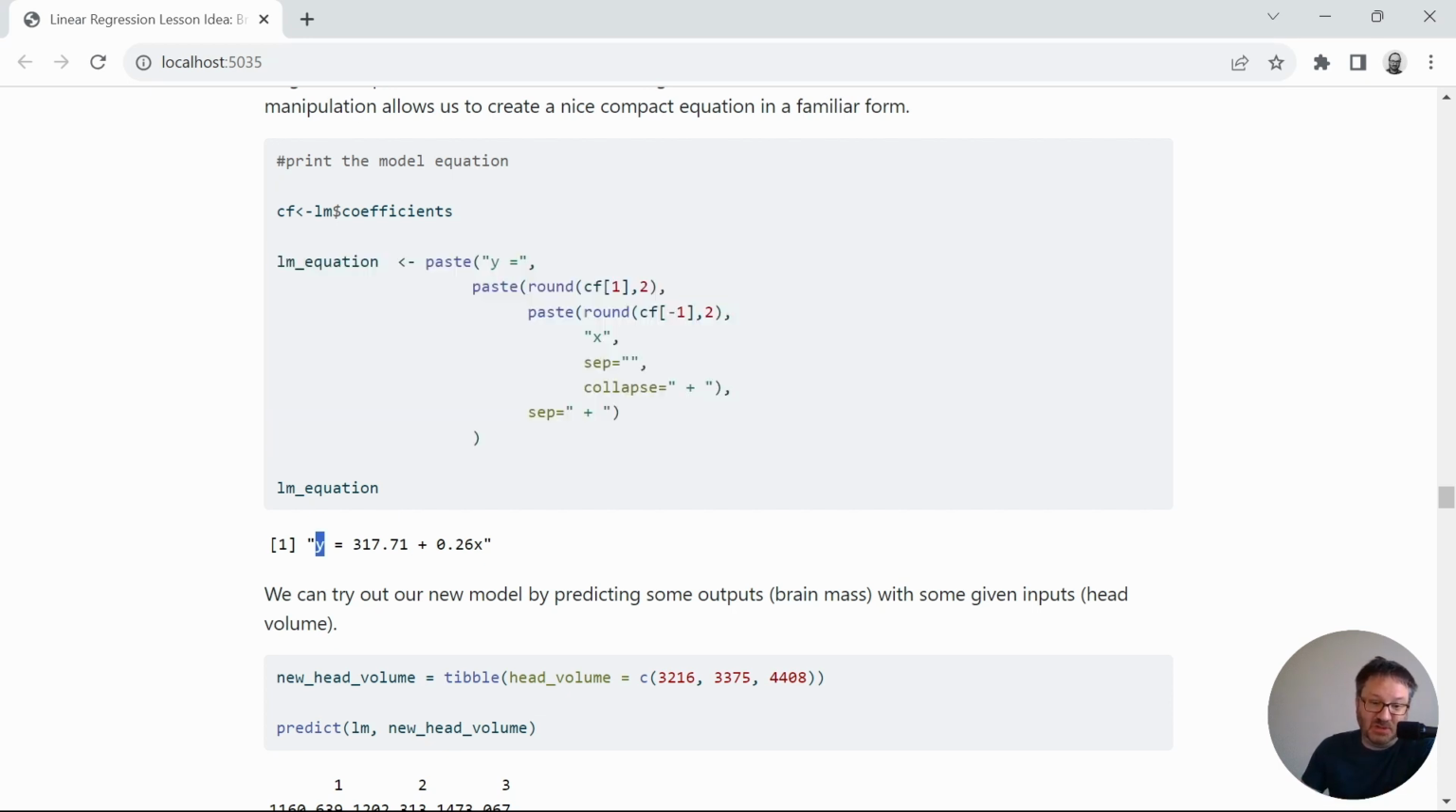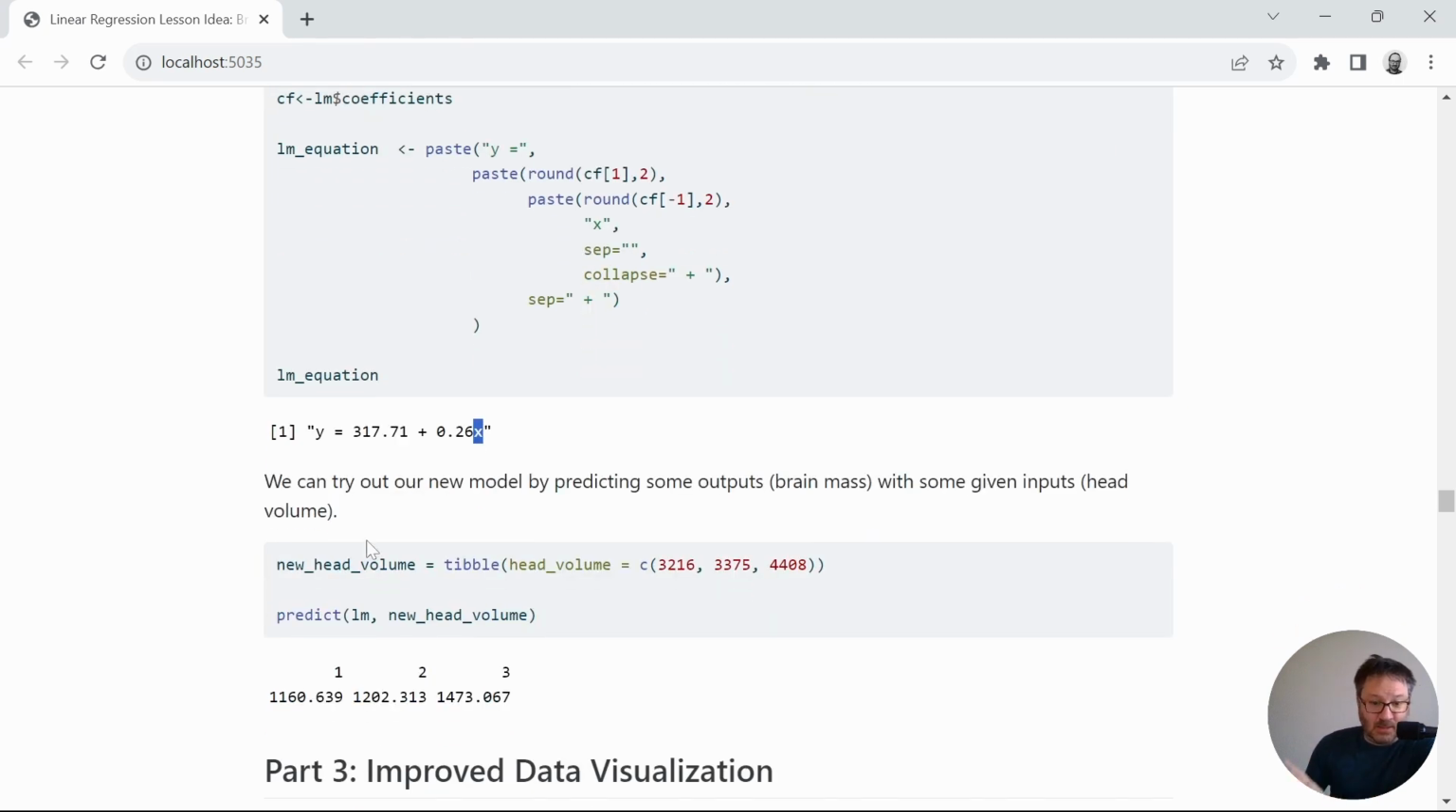So what we end up with here is y equals 317.71 plus 0.26x. And so that tells us that the x here in this case is our input, and that's the head volume. So brain weight is equal to 0.26 times head volume plus 317 or so. And so that is something that you could then use to predict other values. So if you know the head volume, you could predict the brain weight from it.